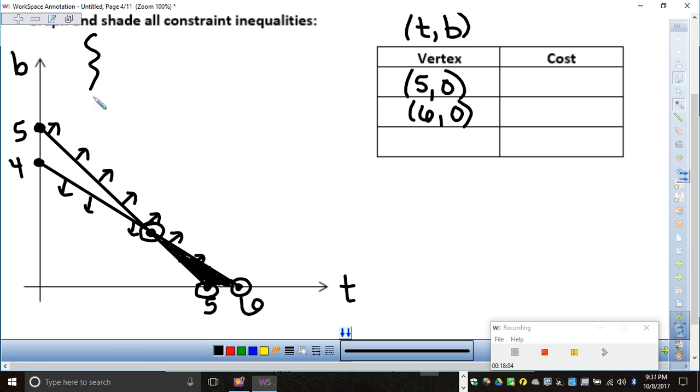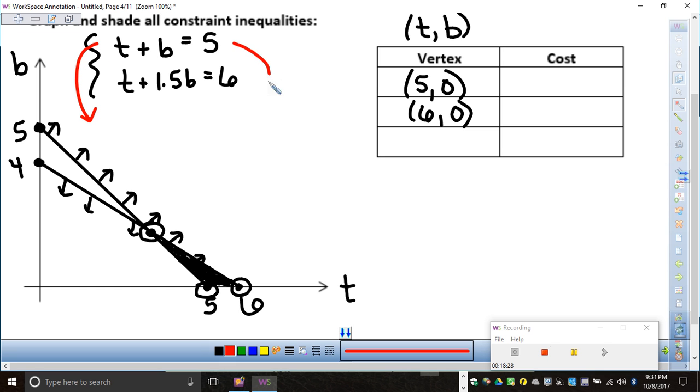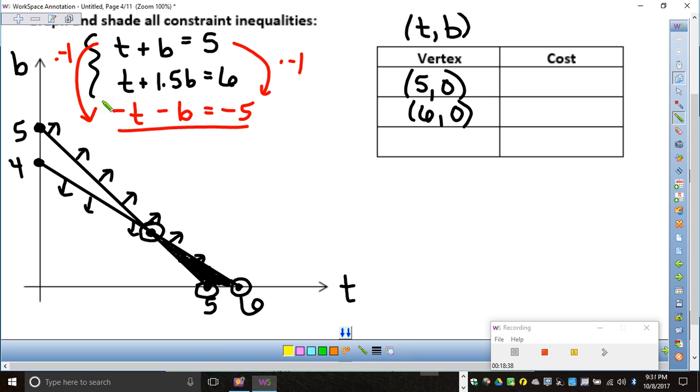So we're going to solve the system of equations that was created by our constraint inequalities, turn them into equations. So t plus b equals 5, and 1t plus 1.5b is equal to 6. Again, substitution or elimination works. I'm going to do elimination again. I'm going to multiply everything in the top equation by -1, because I think it will be easiest to eliminate the t variable by doing that. I'm going to highlight the 2 equations I'm adding together so that we don't get confused.